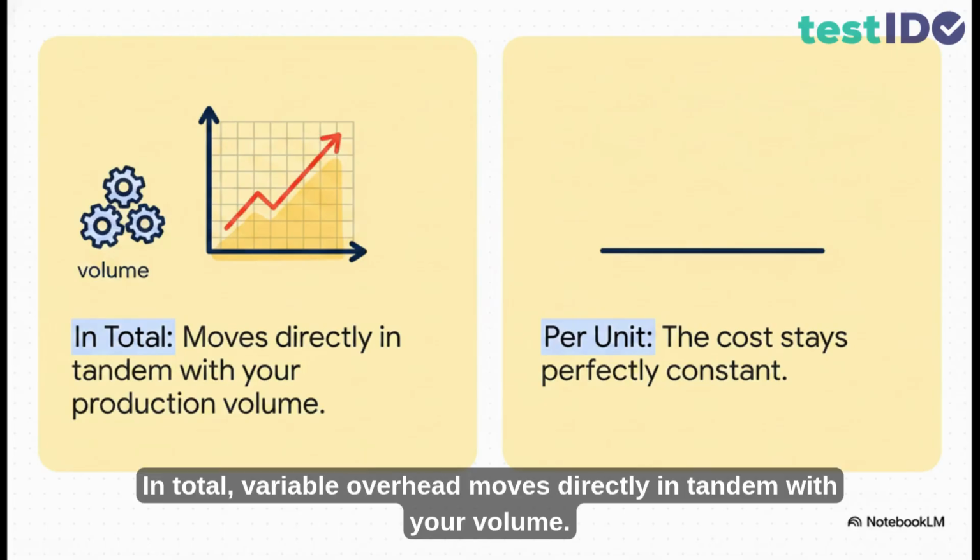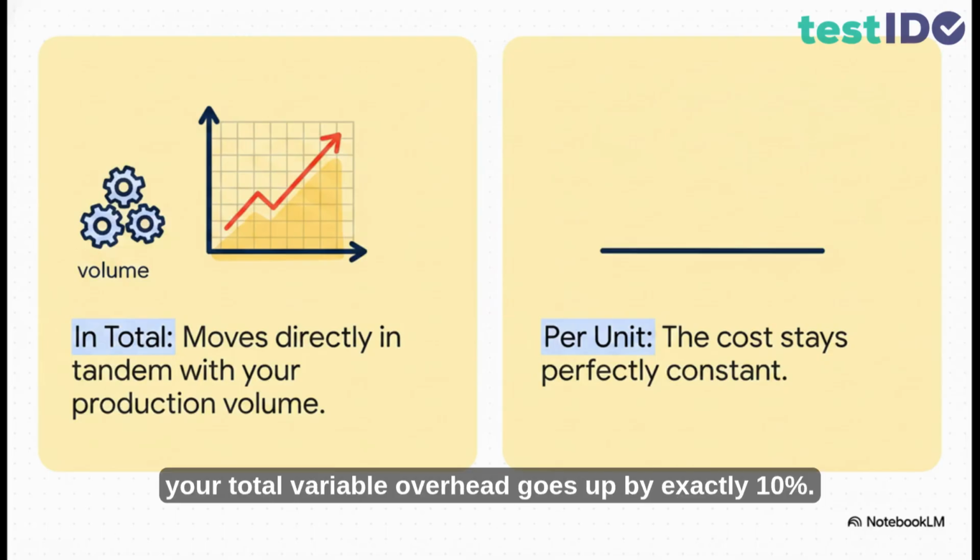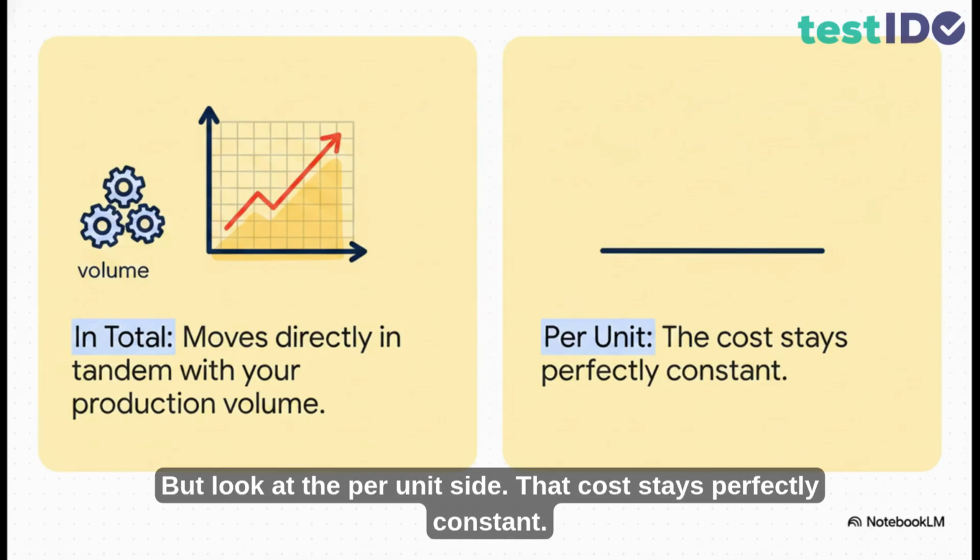In total, variable overhead moves directly in tandem with your volume. If you produce 10% more, your total variable overhead goes up by exactly 10%. But look at the per unit side. That cost stays perfectly constant.